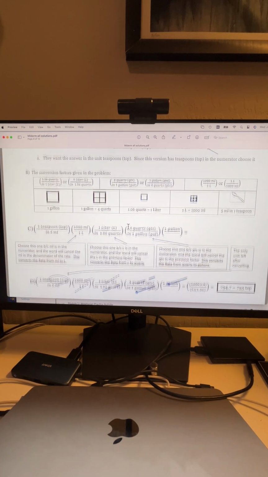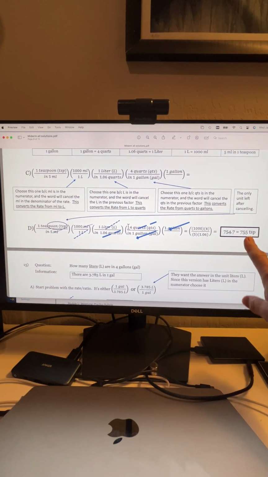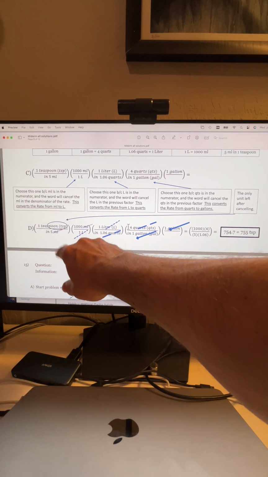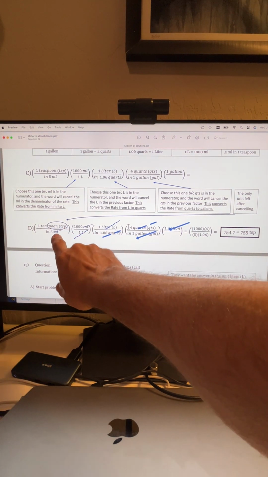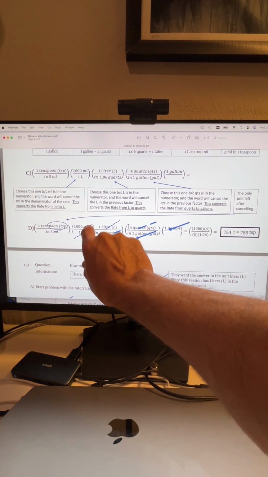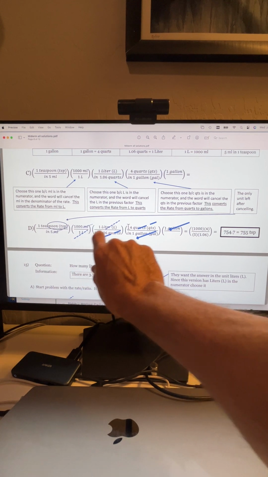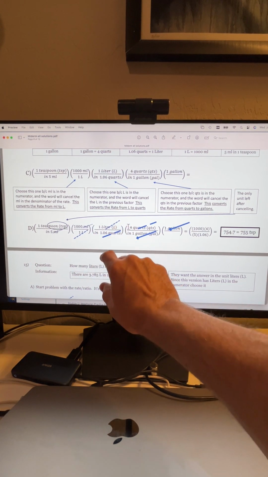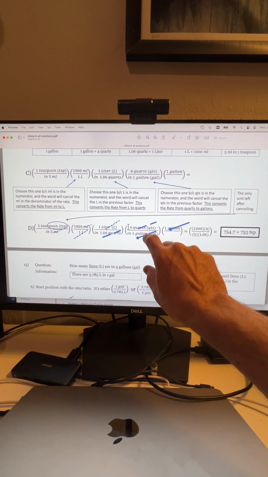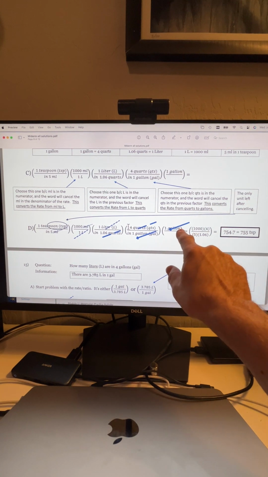Let me scroll up. Notice how I have that one first, and then I have the word teaspoon next. And y'all are really good in class understanding how to line up the units: milliliters on the bottom, milliliters on the top, so they cancel. Liters on the bottom, liters on the top, so they cancel. Quarts on the bottom, quarts on the top, so they cancel. Gallons on the bottom, gallons on the top, so they cancel.